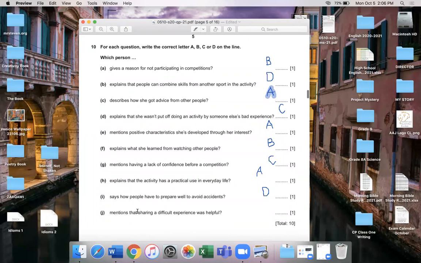And then J mentions that sharing a difficult experience was helpful. Well, that would be Patricia because she said that even though she broke her shoulder, she came back stronger. And she was proud that she did it. And that was B, right? Yeah, that was B, Patricia. Okay, so here we have our answers. B, D, A, C, A, B, C, A, D, B.